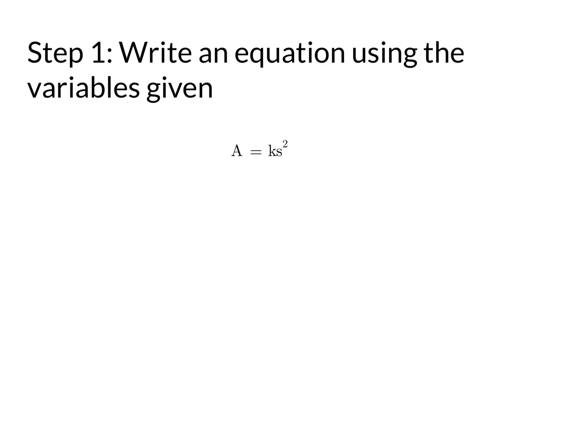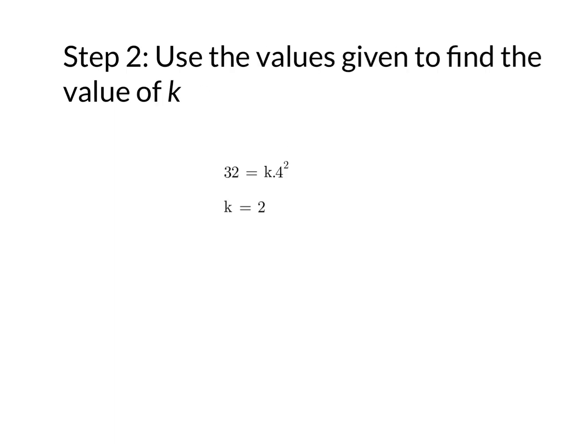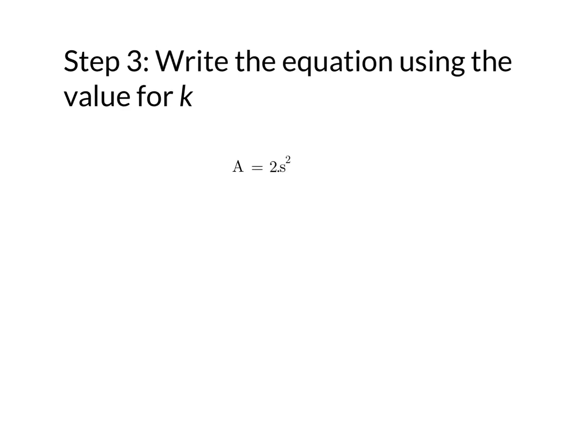So step 1, write an equation using the variable given. So it did say that A varies directly, or is directly proportional, to the square of S. So we write that as A equals KS squared. They gave us that when the area is 32, the side length is 4. So 32 is equal to K times 4 squared. 4 squared is 16, divided across, that gives you K equals 2.